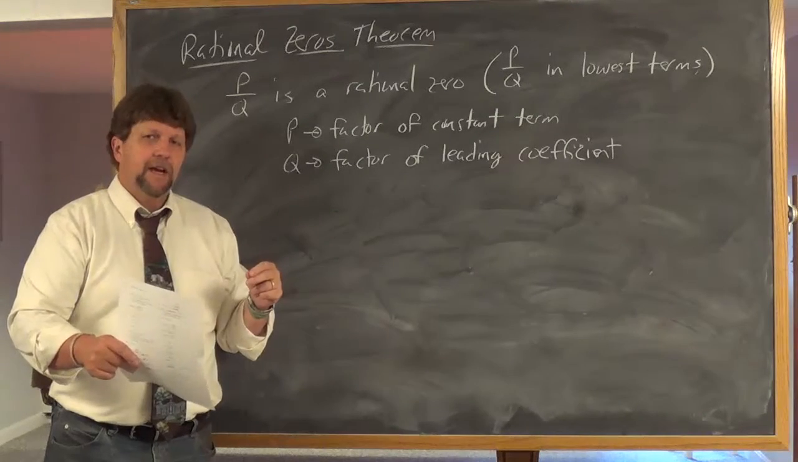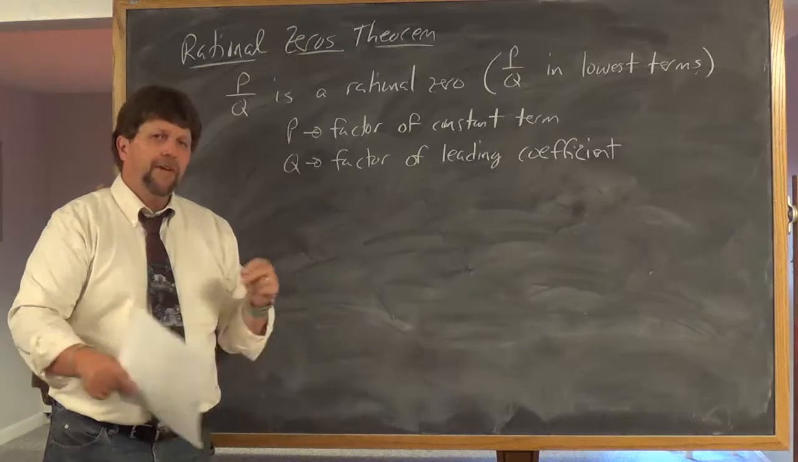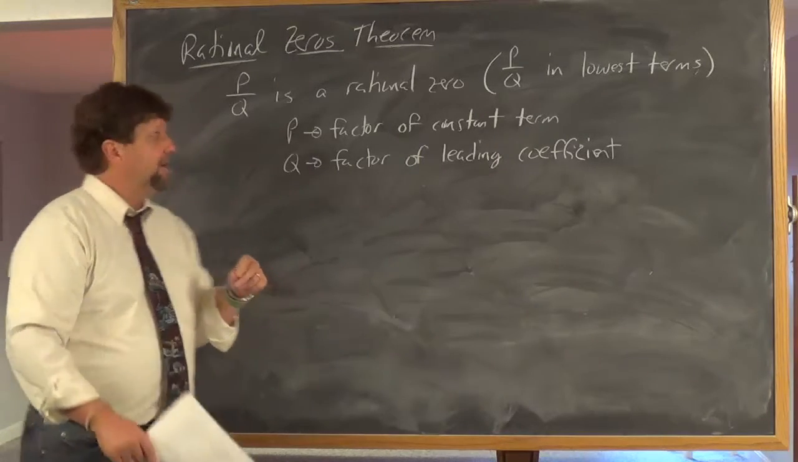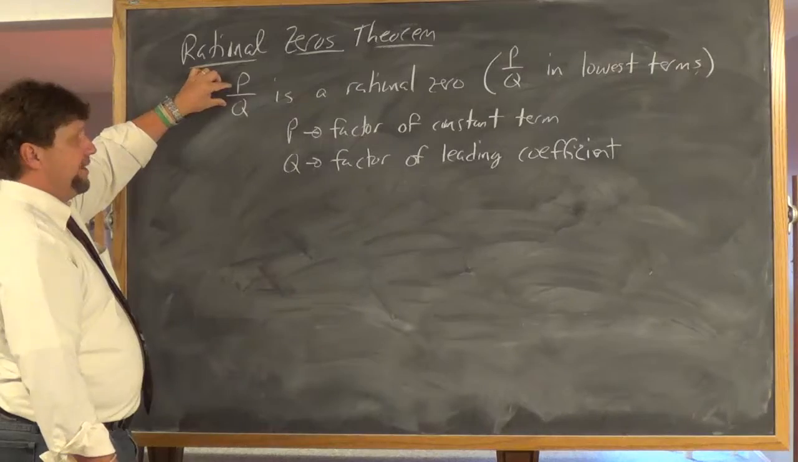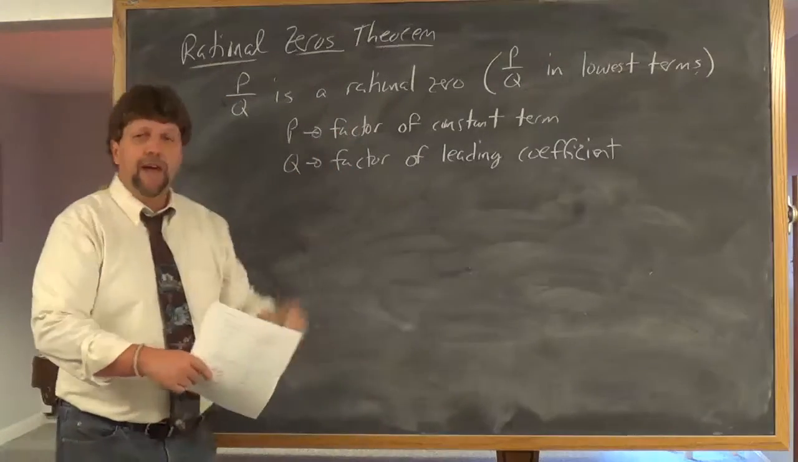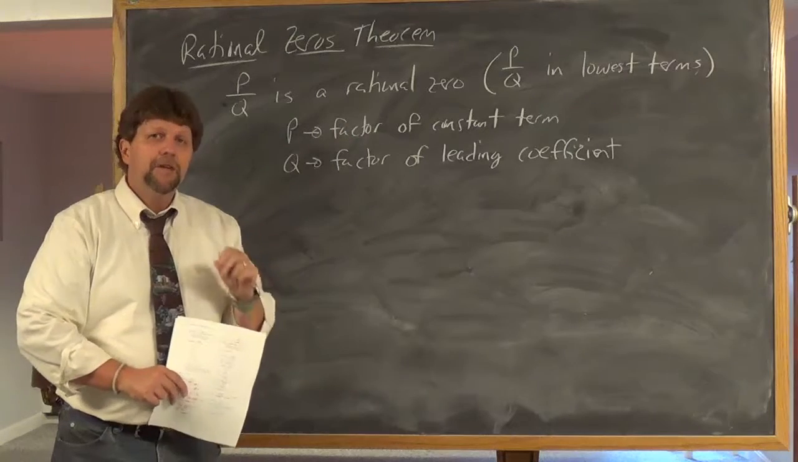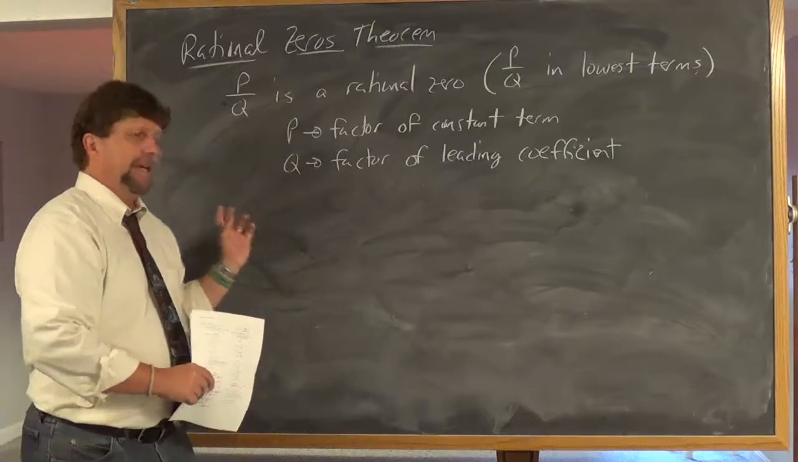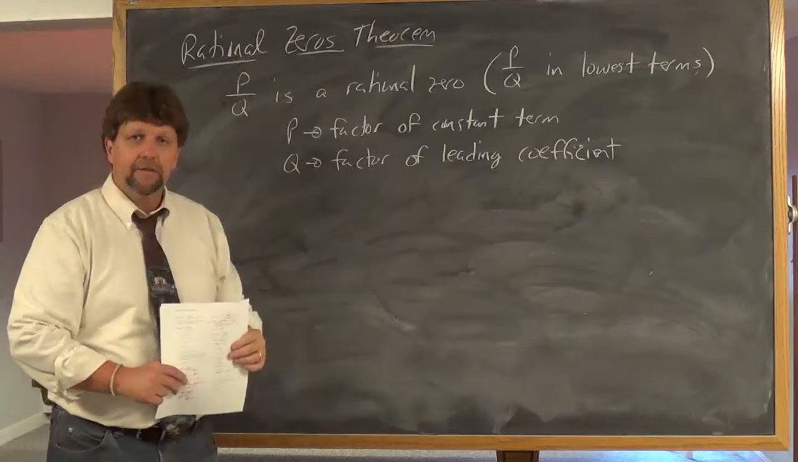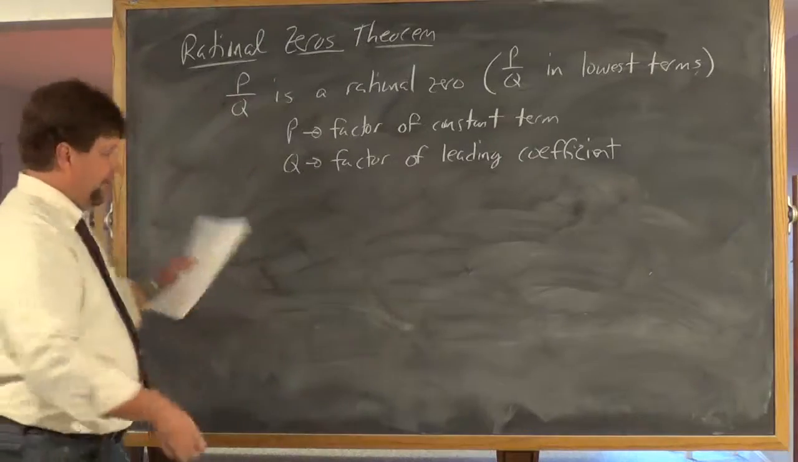So what the rational zeros theorem really does is say, hey, you look at your polynomial, you list all the factors of the constant term, you list all the factors of the leading coefficient, you make this fraction out of those factors, list them all, and if the polynomial has a rational zero, it'll be in the list that you have written down. Let's do a quick example to show you what I mean.